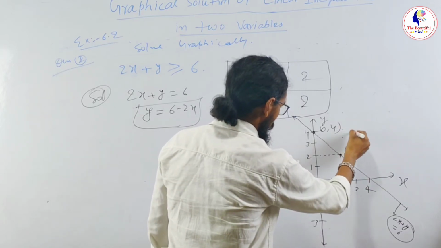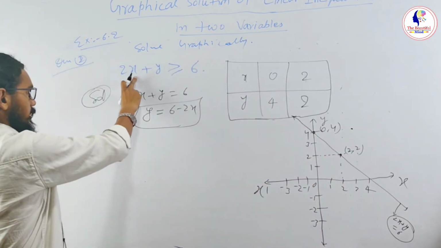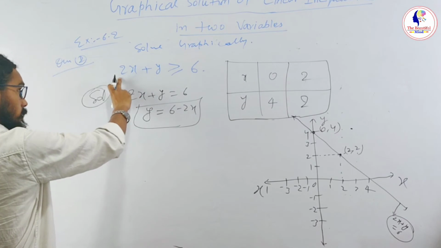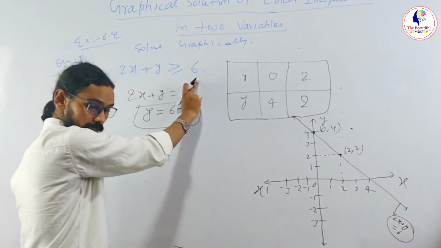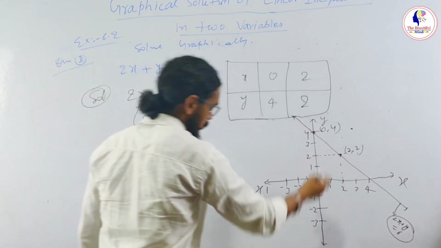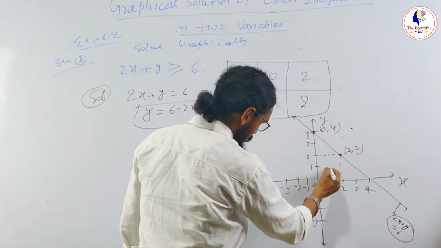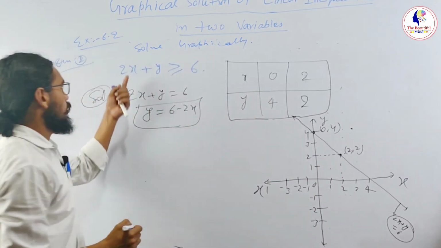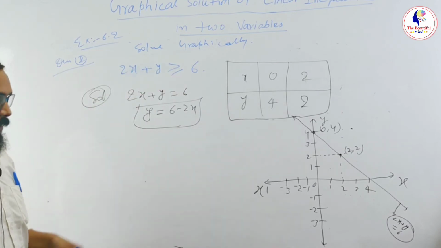Here, x is 3, y is 4. 2 times 3 is 6, plus 4, 10, which is greater than 6. So this point is satisfied. So we can take here any point below this line. This is x is 1 and y is 1. So 2 plus 1 is 3, 3 greater than 6, not possible.